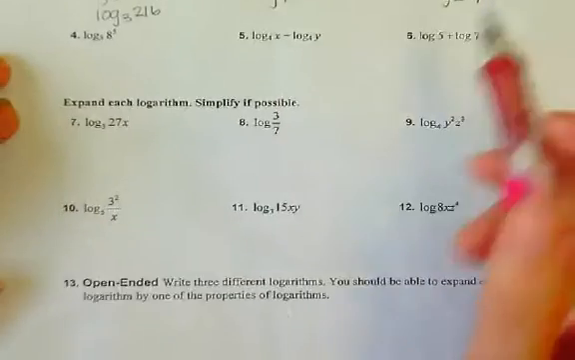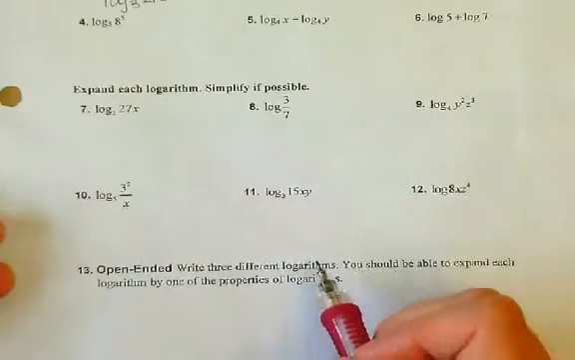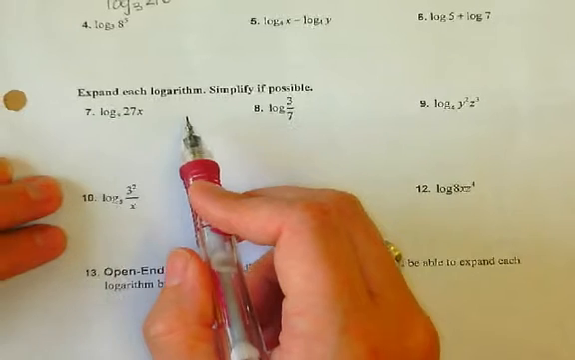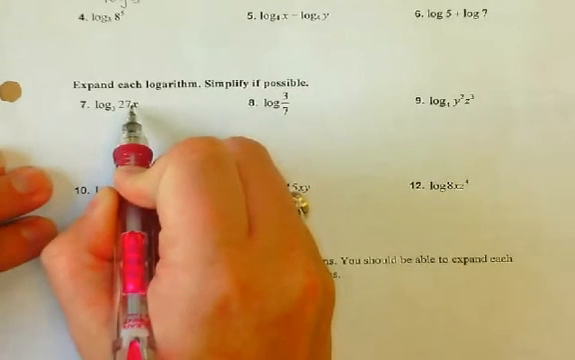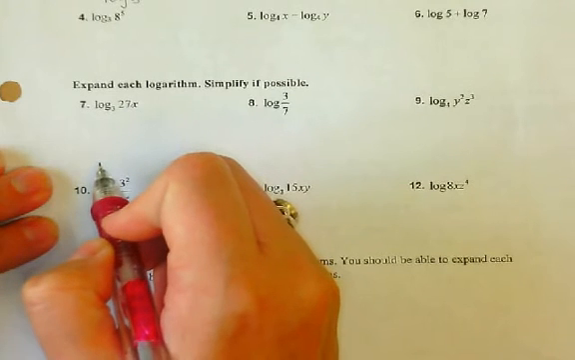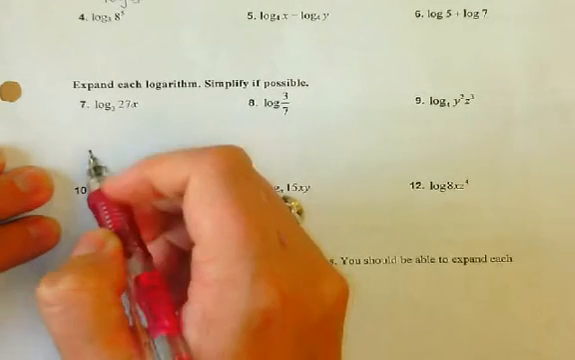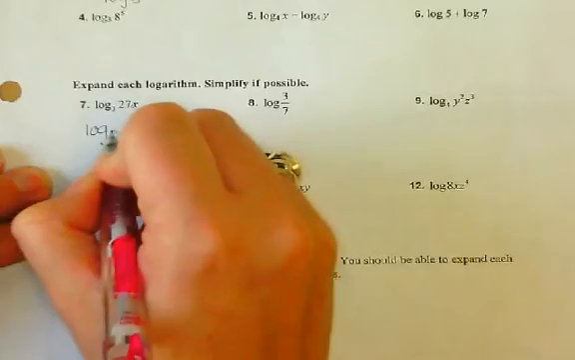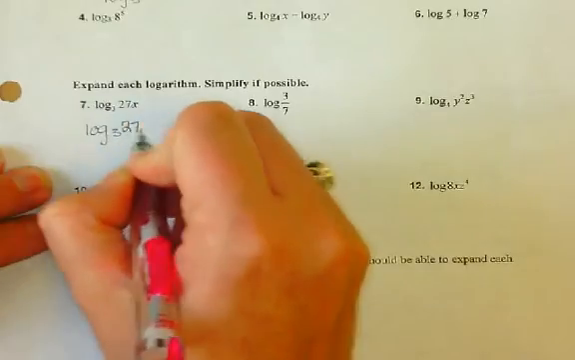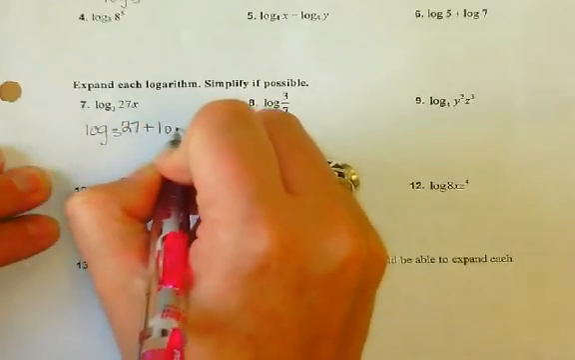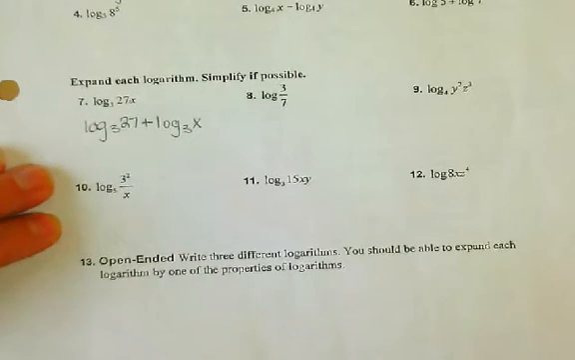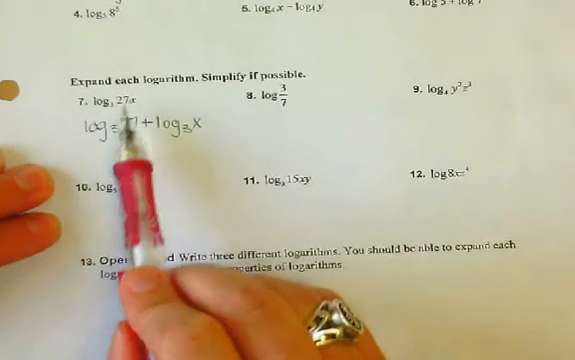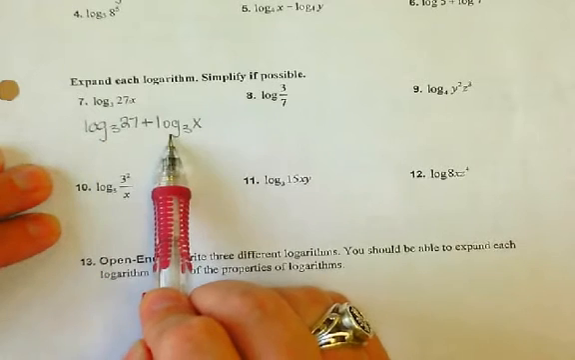Next, we're going to talk about how to expand each logarithm, so we're still using the same rules as before. Now, this problem here is written as multiplication. Multiplication gets expanded to addition. So log base 3 of 27 plus log base 3 of x. Now, don't forget, when you write these as addition, you have to have log in both pieces.